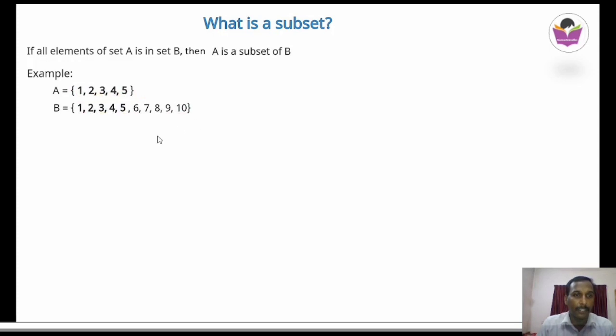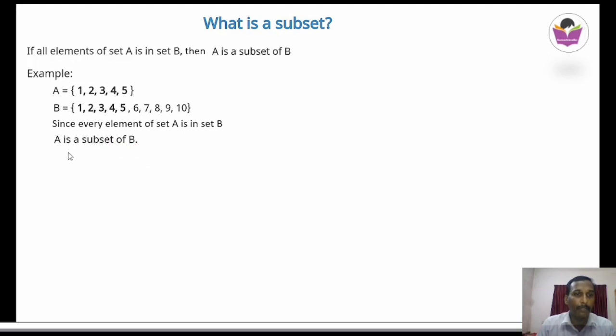So if all elements of set A are in set B, you can see here set A's elements, all elements are in set B also, then we can say that A is a subset of B. Here A is a subset of B. Since every element of set A is in set B, we can say A is a subset of B.